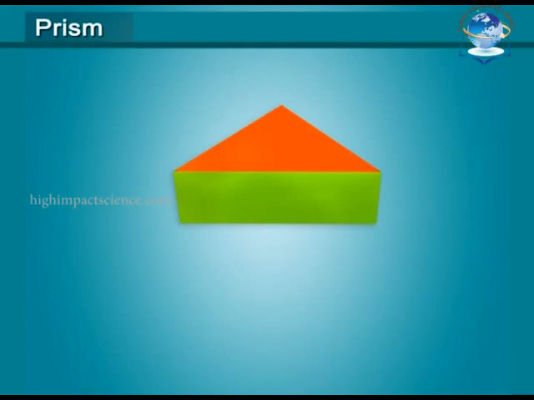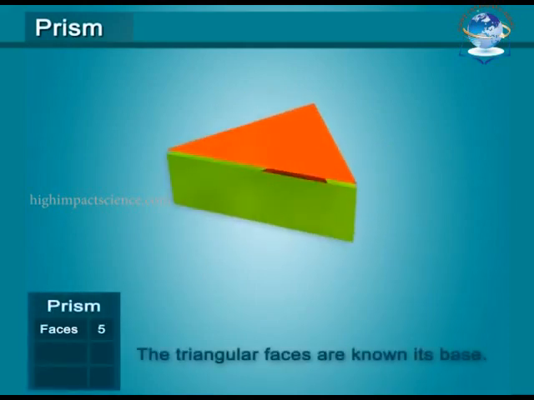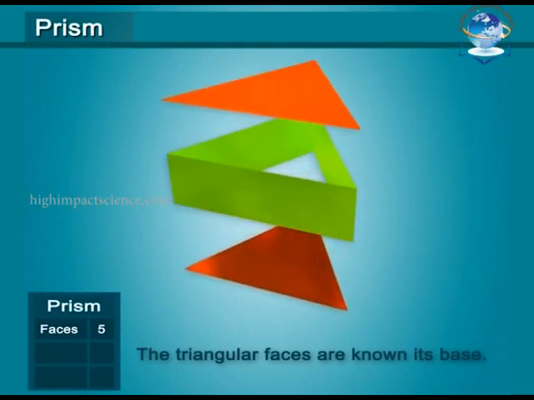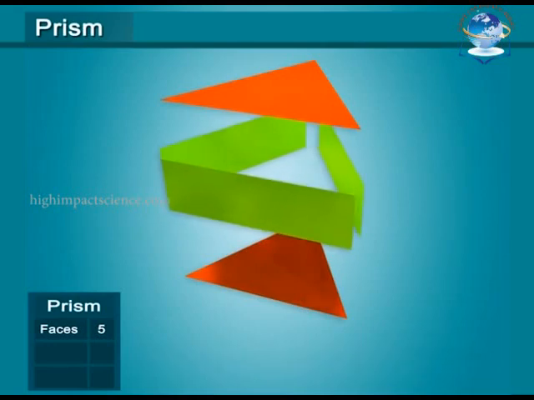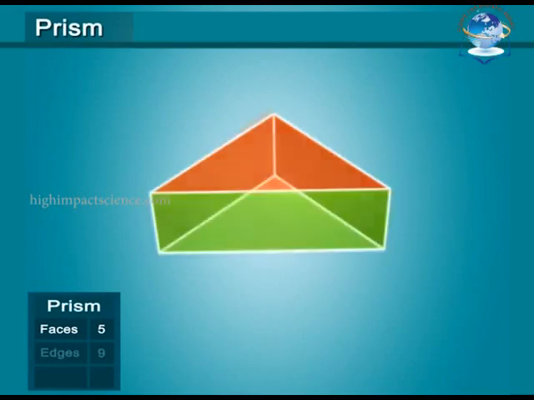This is a prism. It has 5 faces, a top and a bottom, which are triangular. The other 3 faces are rectangular. It has 9 edges and 6 vertices.